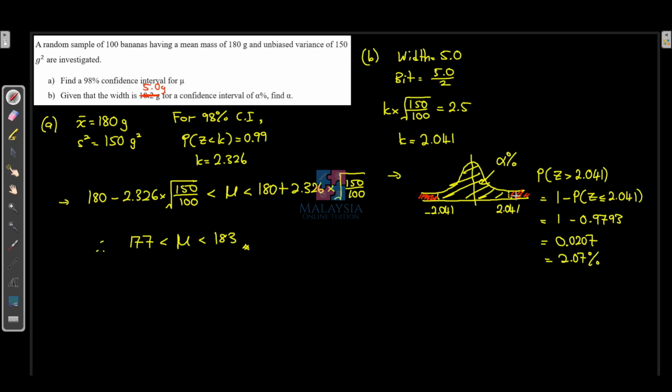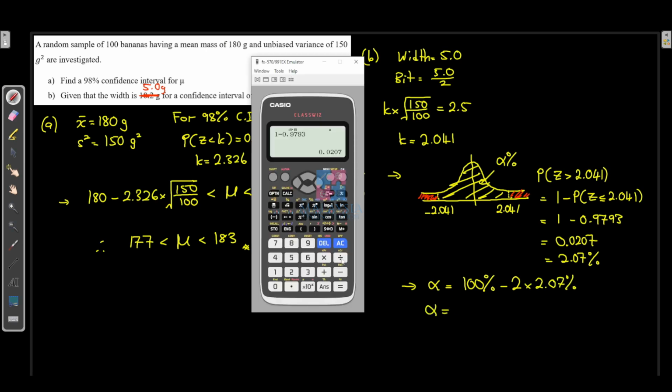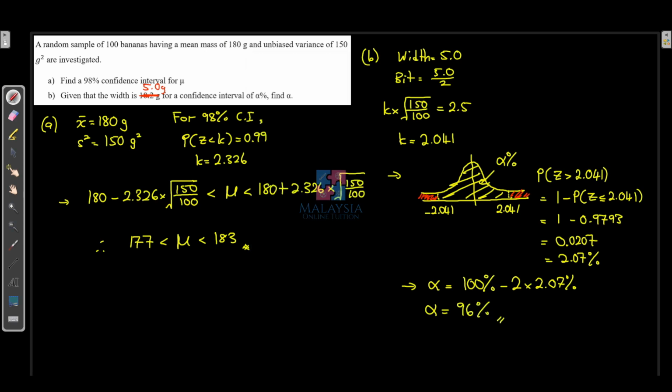Since the red color is 2.07%, and we have two of them, we have to multiply by 2. How to get alpha is very simple. You know that the total is 100%, minus the two red colored regions, so that is 100% minus 2 times 2.07%. This is how you get the value of alpha percent confidence interval. So 2 times 2.07 and then 100 minus the answer. We get, correct to 3 significant figures, or maybe to the nearest integer, a 96% confidence interval. So this is the final answer for question number 4, part B.